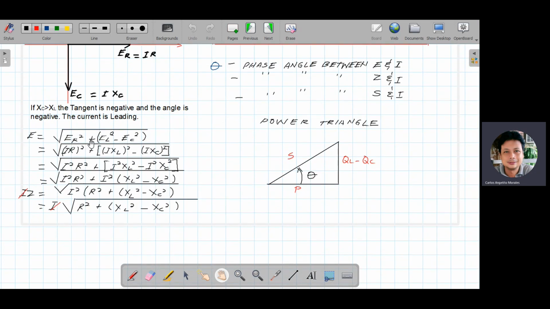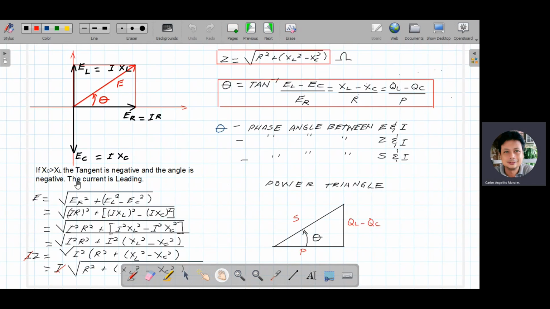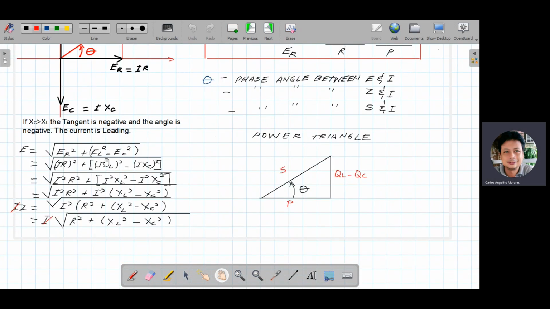E squared is equal to ER squared plus, siyempre, EL minus EC squared. So, ER squared ay may formula na I squared R squared plus yung formula ng EL, IXL squared minus IXC squared. So, I squared R squared plus I squared XL squared minus I squared XC squared. You have I squared times R squared plus XL squared minus XC squared.